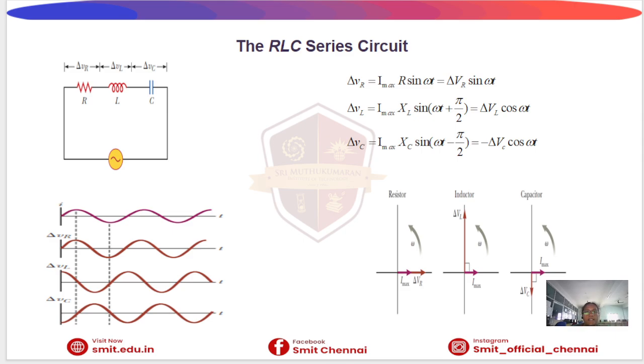Next, the RLC series circuit. An RLC series circuit consists of a resistor, inductor, and capacitor connected in series across the AC source. The total impedance of the circuit depends on resistance, inductive reactance XL, and capacitive reactance XC. RLC circuits are widely used in filters, tuning circuits, and communication systems.